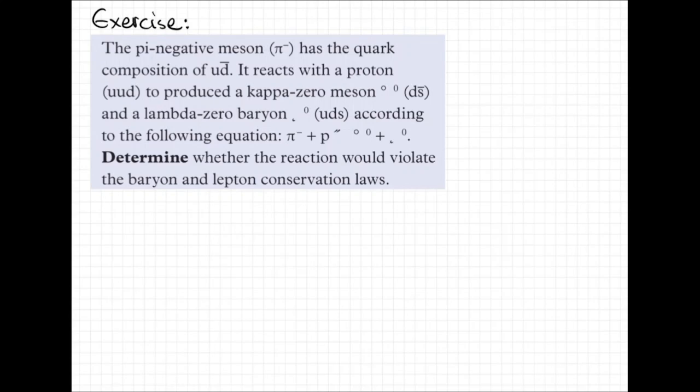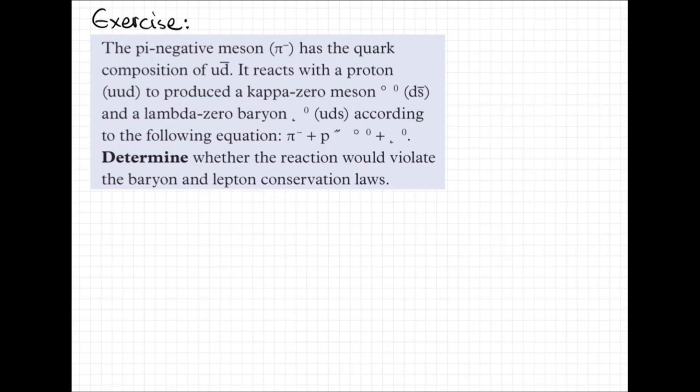There's the symbol. I don't even know what that symbol is. Is that a printing error? I think that's a printing error. Anyway, all you care about is the quarks. So down and anti-strange, and a lambda 0 baryon, which is a new type of baryon.